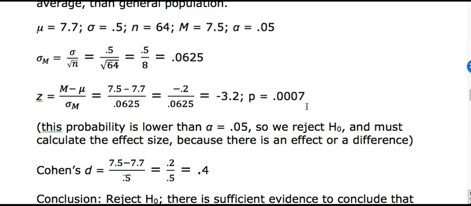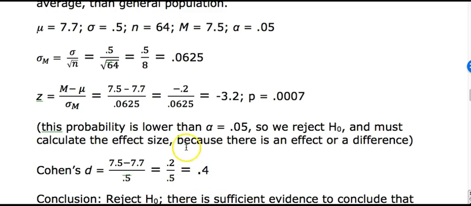So this probability is lower than alpha equal to 0.05. So we reject the null. And we need to calculate the effect size, because there is an effect and a difference, and we need to let people know how big of a difference we are talking about, right? So Cohen's d, again, is sample mean minus population mean divided by sigma. So 0.2 divided by 0.5 is equal to 0.4.